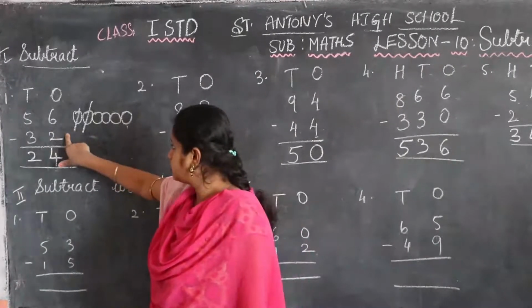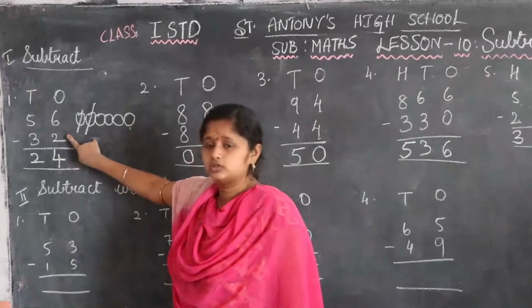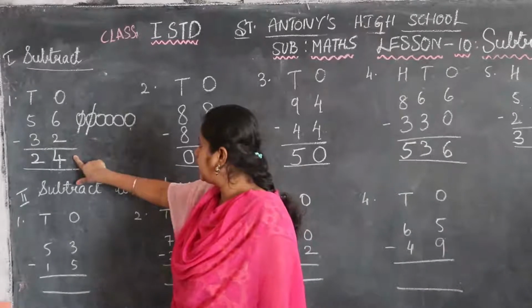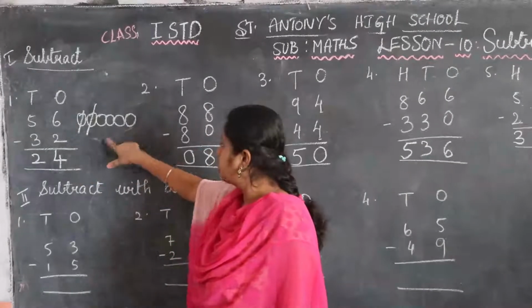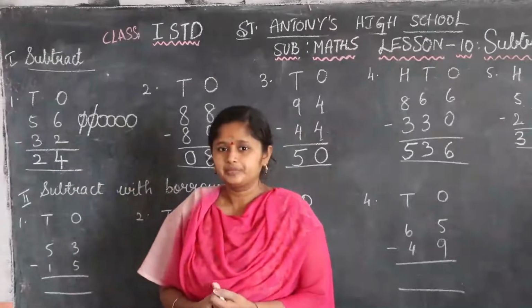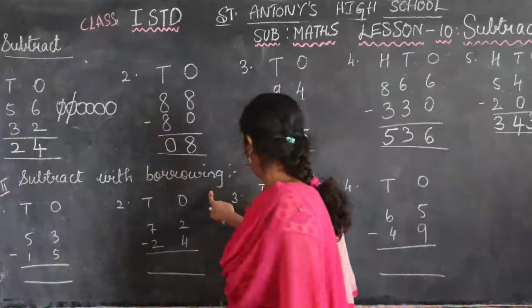So you have to subtract 6 minus 2. Which number is given down? You have to subtract by that number only. After that you have to count those balls and write it here. Have you all understood, children? Yes. Next is subtraction with borrowing.